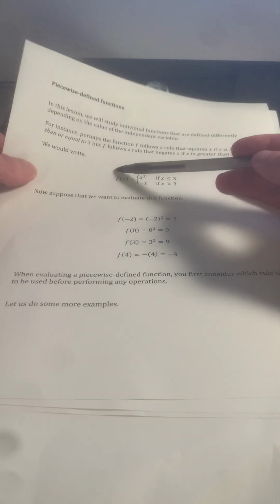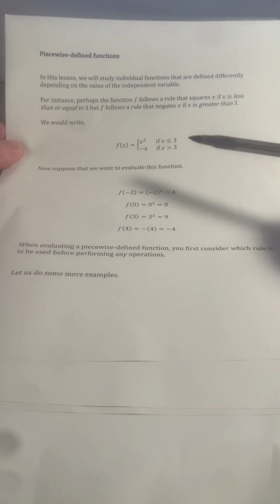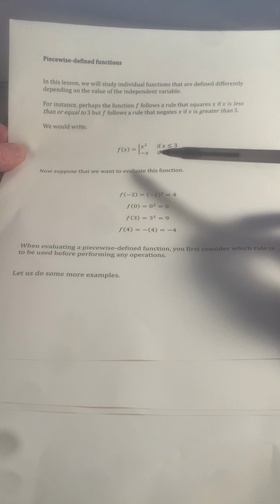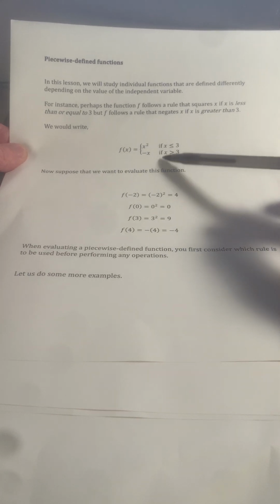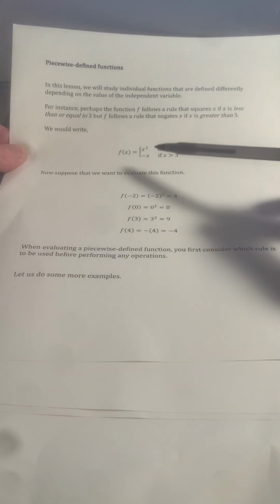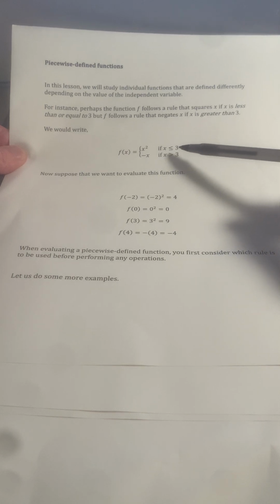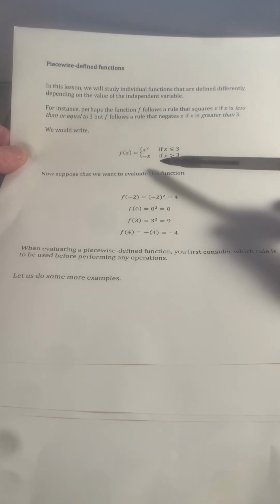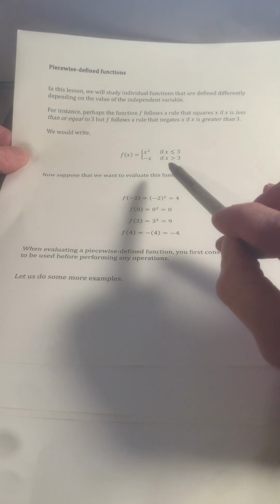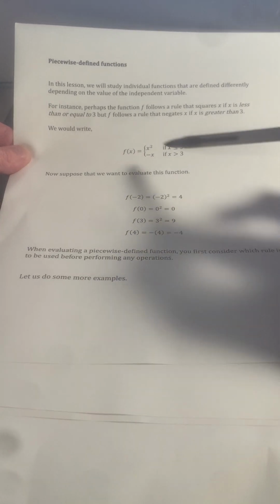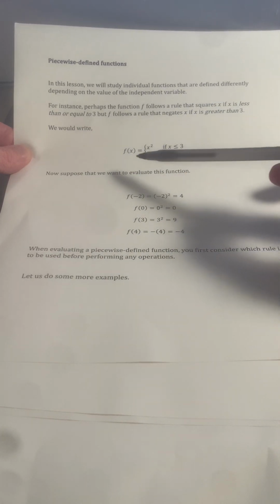We would write, now you notice we have some new notation for this situation. We have a left side of what appears to be like a curly bracket. This is what separates the rules. So what's happening is f of x is equal to x squared if x is less than or equal to 3. f of x is equal to negative x, or the opposite of x, if x is greater than 3. That's the description, the line above the rule.